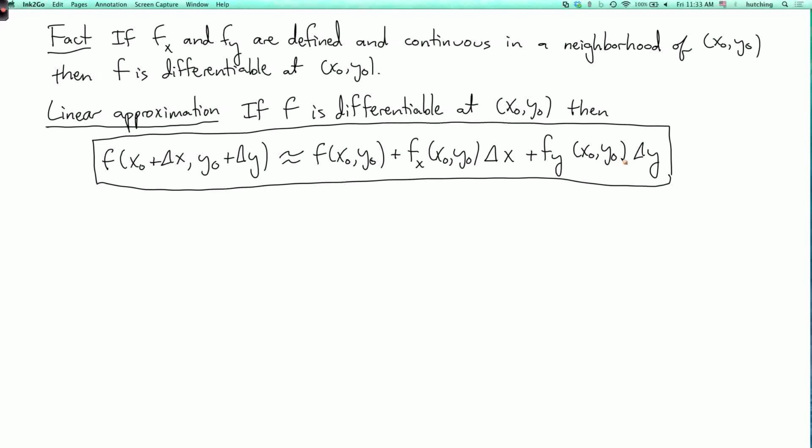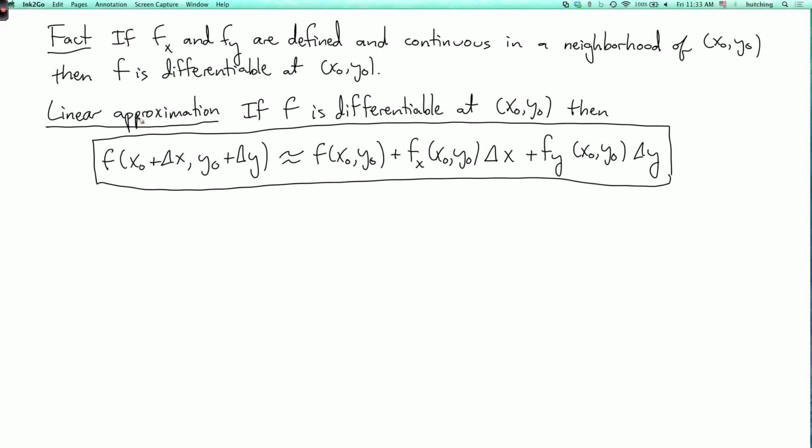And geometrically what it's saying is, to approximate the value of f of x0 plus delta x, y0 plus delta y, we're going to pretend that the graph of f is actually equal to the tangent plane at the point x0, y0, f of x0, y0. If the graph were equal to the tangent plane, then this would be an equality. And in general, there's some error which tells you how much the graph of f is curving away from its tangent plane.